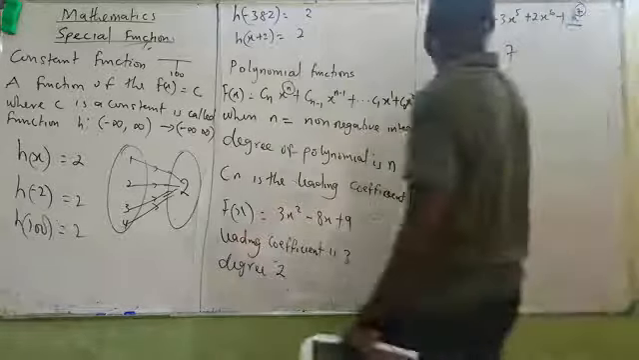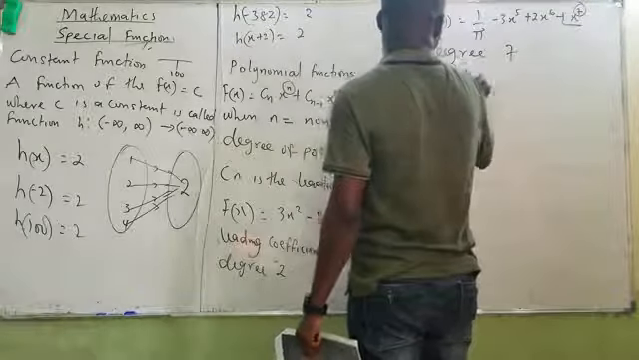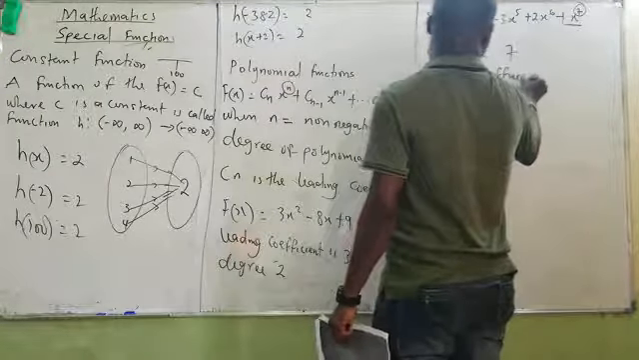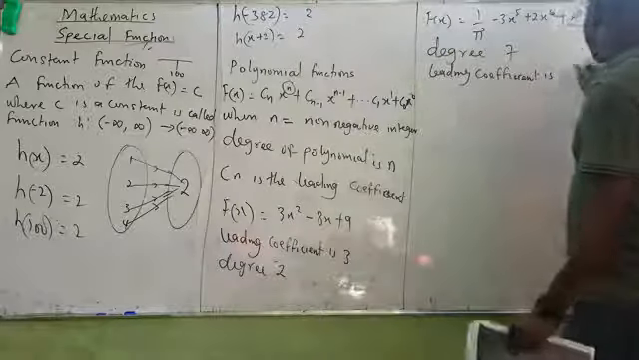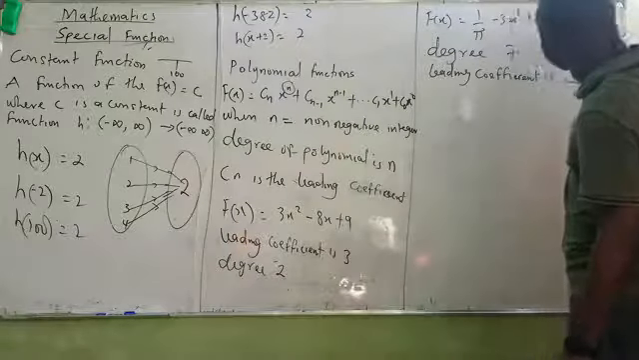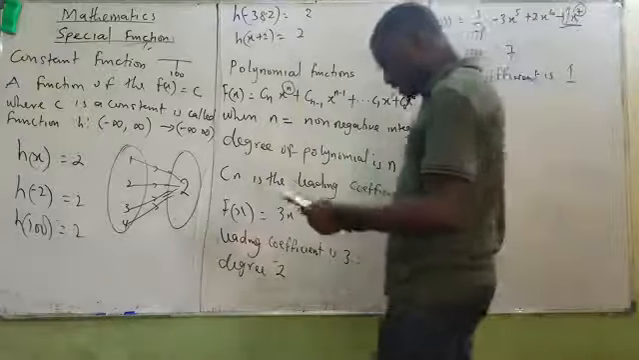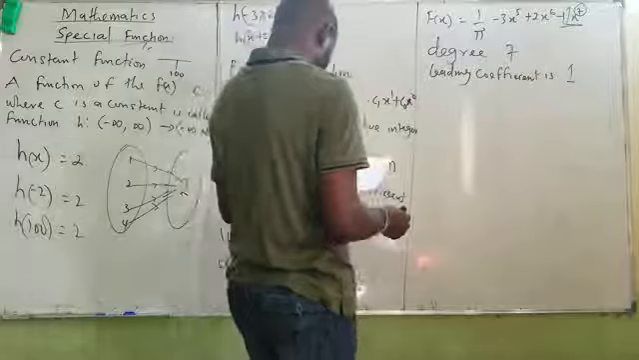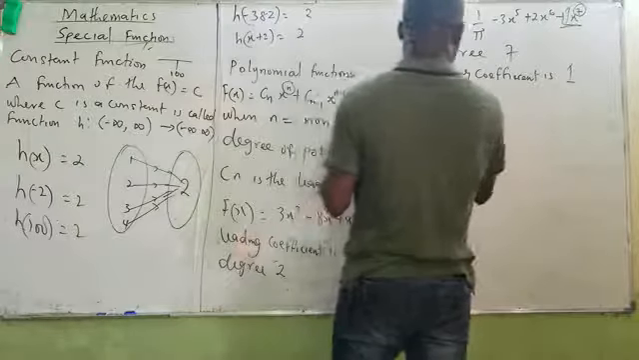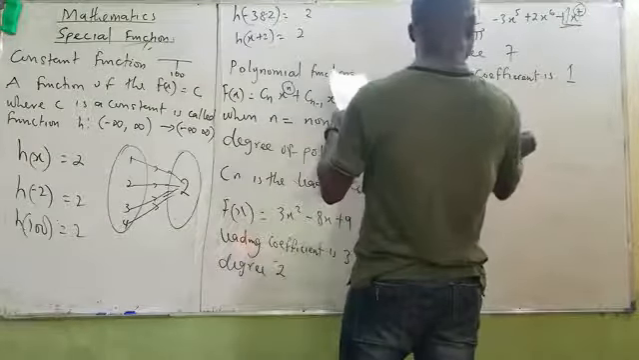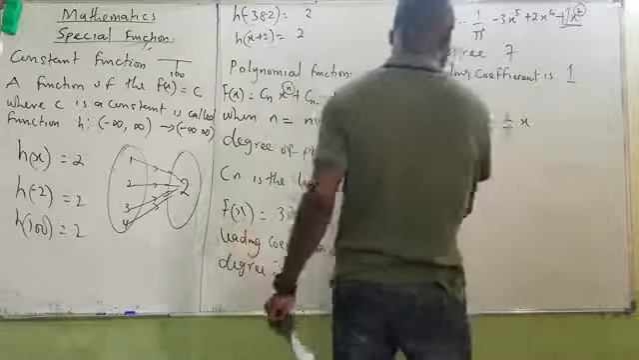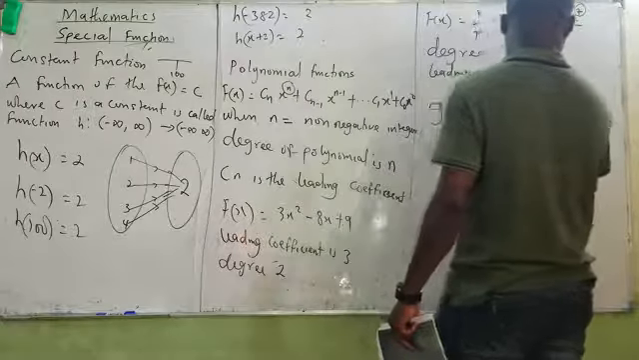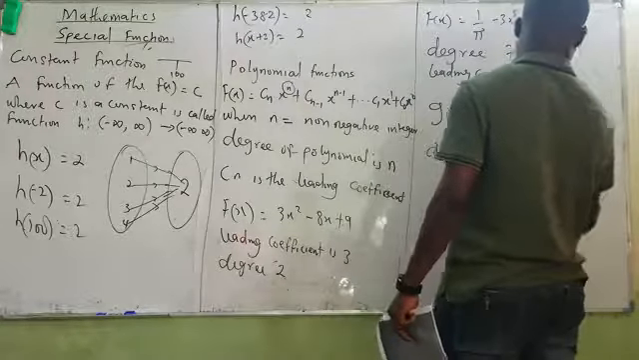And also the leading coefficient is 1, because the coefficient of this one is 1. And there are many more of them. For instance, if I have g of x equals 2 all over 3x, it means degree 1, and the leading coefficient is 2 all over 3. Take note of that.